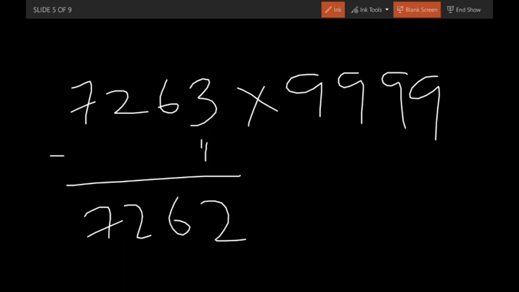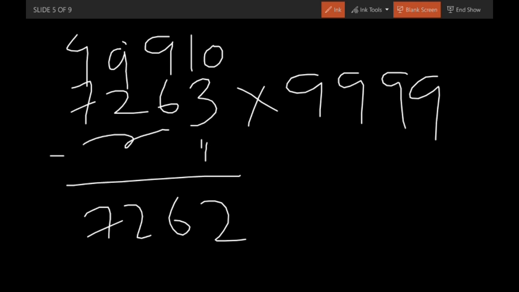Now what is the next step? We have to subtract 7263 from 9999, that is, all numbers should be subtracted from 9 and the last number from 10. Okay, this step you have to remember.